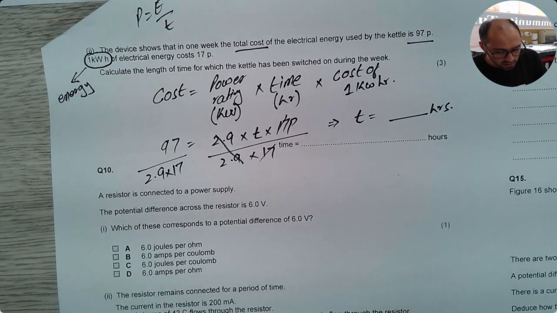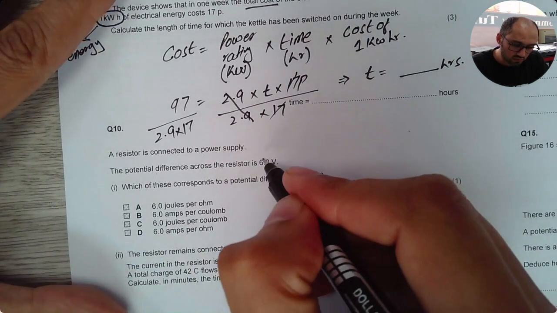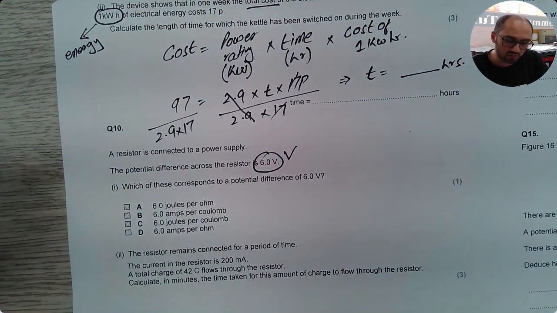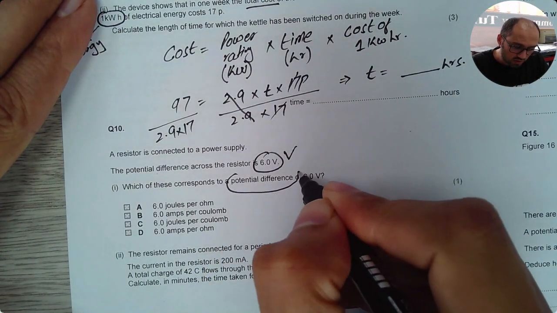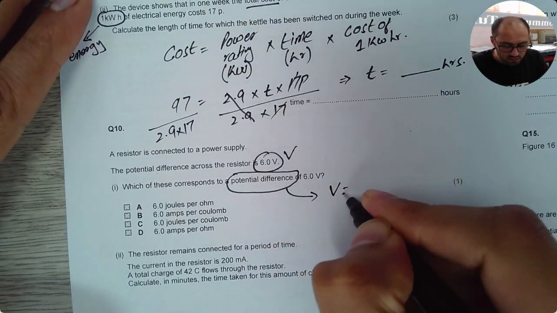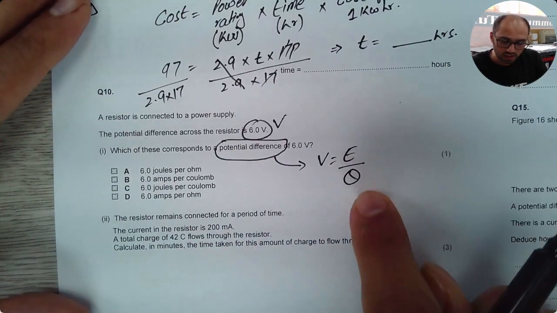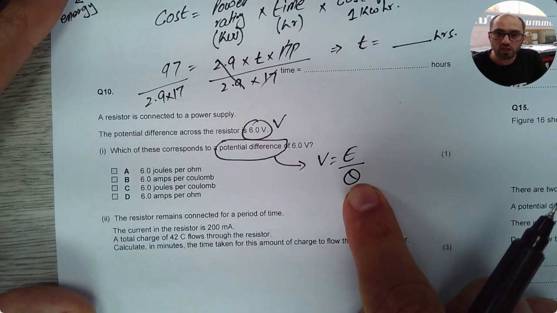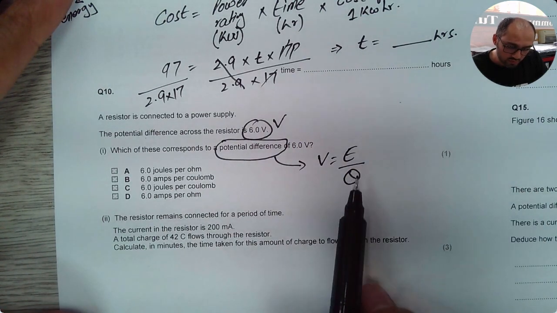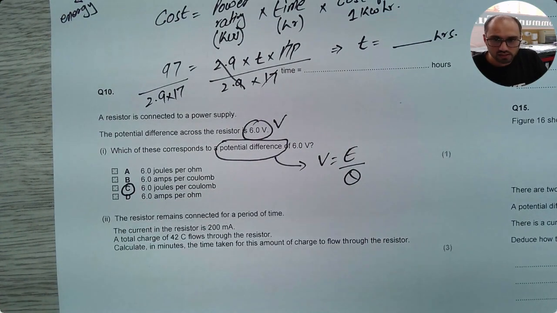Next question says, a resistor is connected to a power supply. The potential difference across the resistor is 6 volts. So this is the value of V. Which of these corresponds to a potential difference of 6 volt? So you need to recall potential difference is defined as V is equal to E over Q. It is energy gained or lost by 1 coulomb of charge when it moves between 2 points. In this case, which one has a similar unit? It should be joules per coulomb. Joules per coulomb is C. So the answer is C.